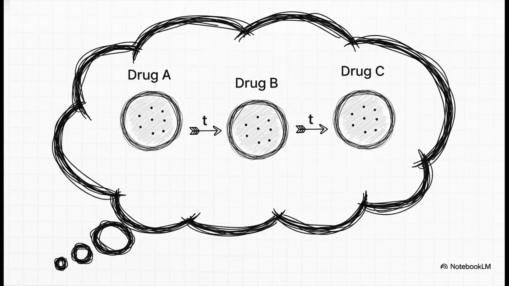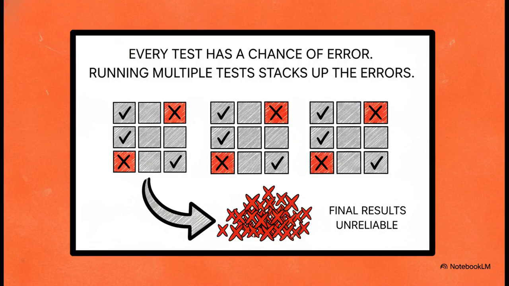Now, the logical first thought most people have is, oh, that's easy. I'll just run a whole bunch of t-tests. One between drug A and B, another between B and C, and then one more between A and C. Seems pretty straightforward, right? Well, here's the catch. There's a huge problem with that approach.